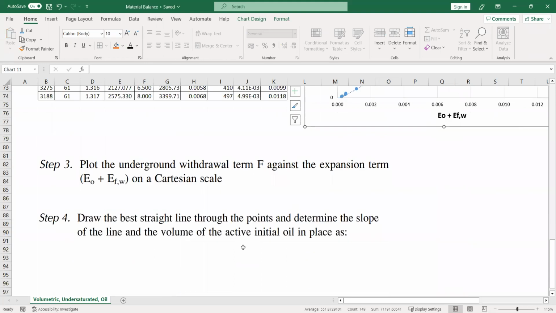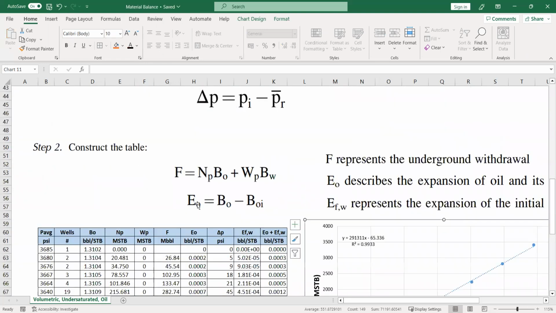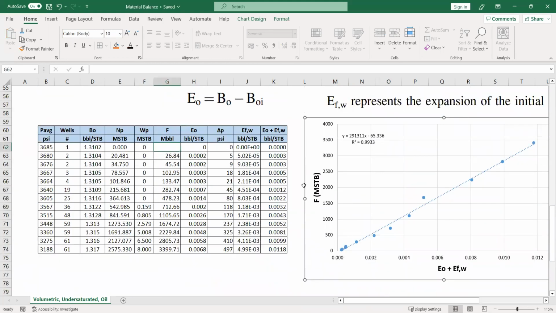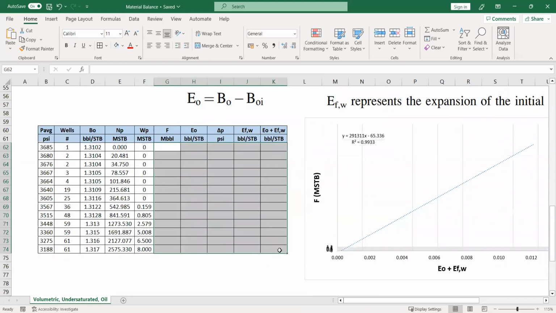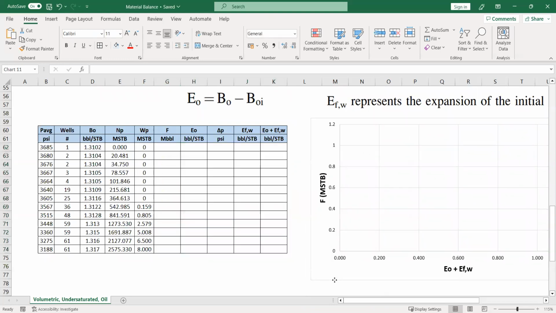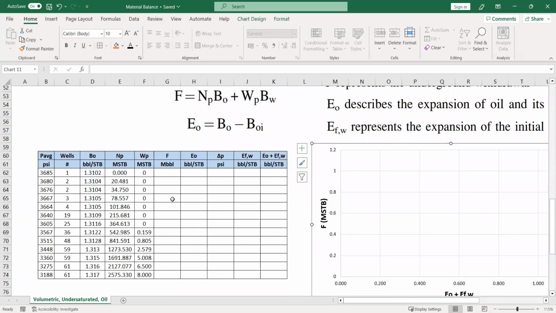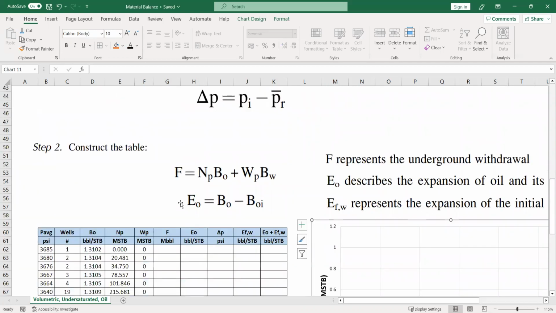All right, and that's the idea. So now let's redo everything. I will erase everything here, so I have nothing on my plot. It's going to be very easy. Let's first calculate the F. Again, F is the underground withdrawal.